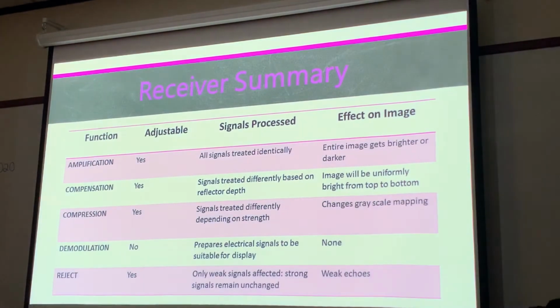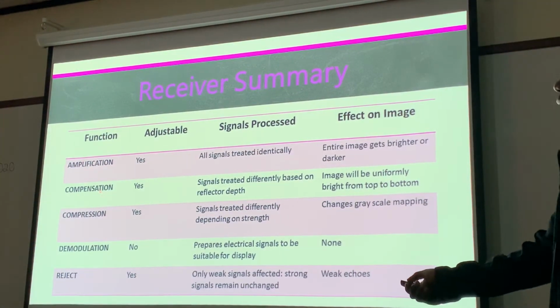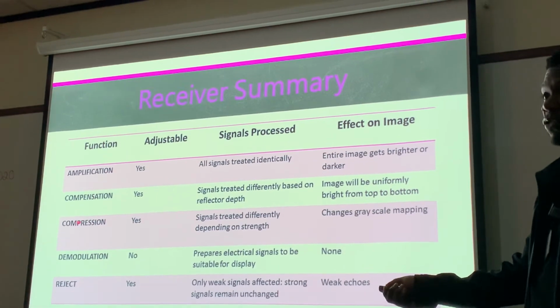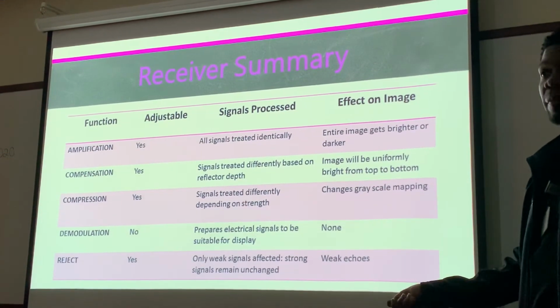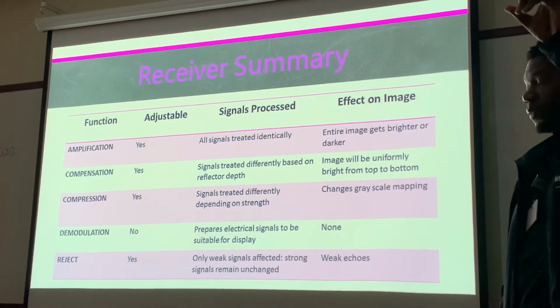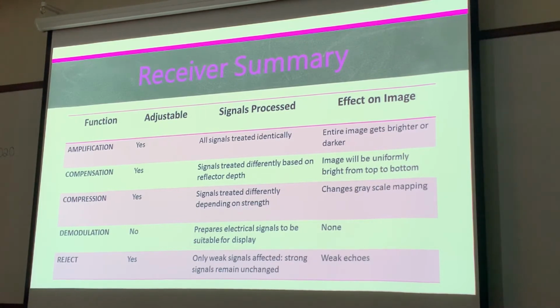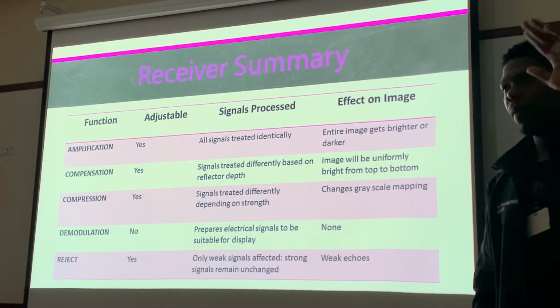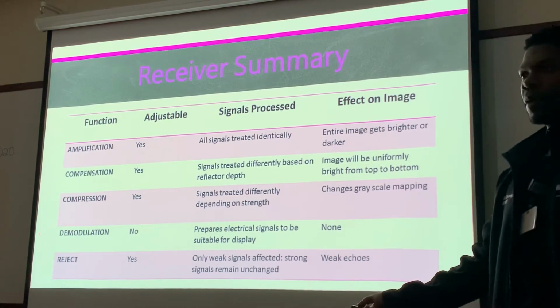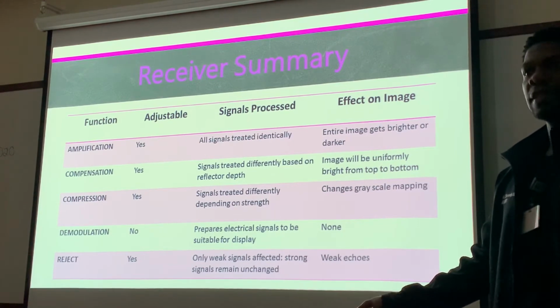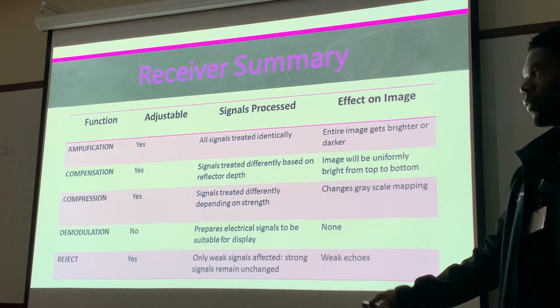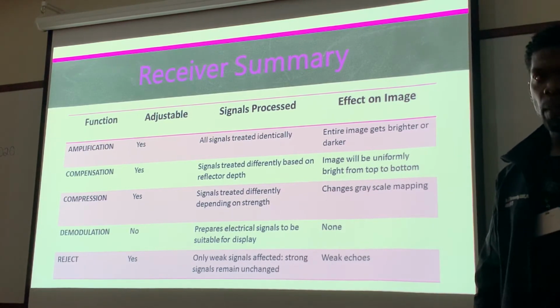Okay. So again, these are all our receiver functions. You know them because they're in alphabetical order. Amplification, compensation, compression, demodulation, reject. Okay? Know those synonymous terms because I will not use these terms all the time. When I'm talking about compression, I may say dynamic range. When I'm talking about amplification, I may say receiver gain.